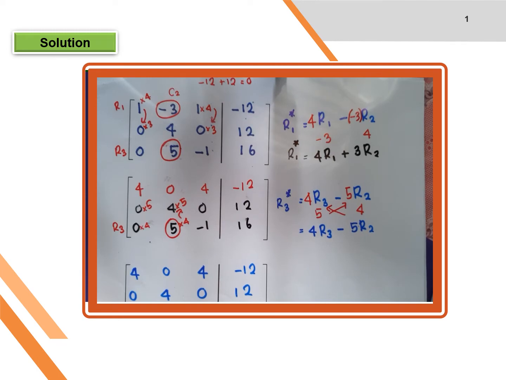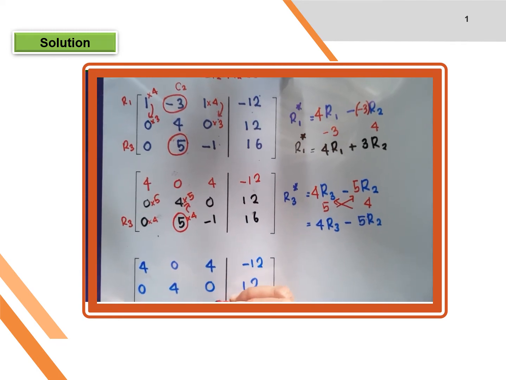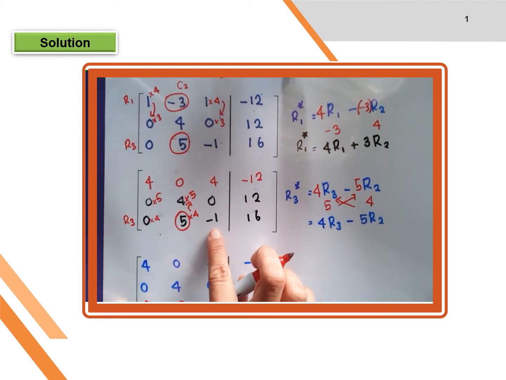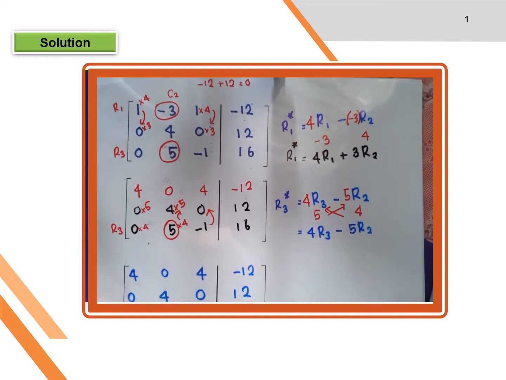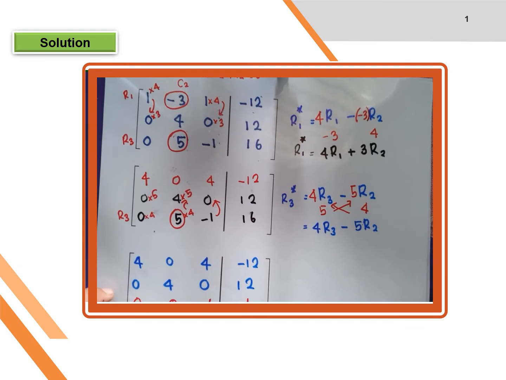And then next, this one is equal to -4. 4 times -1 is equal to -4 minus 0. So the answer is -4. And here should be number 4. Okay.